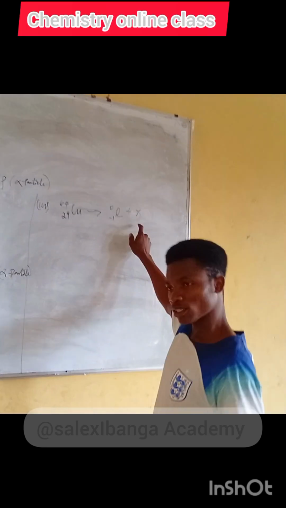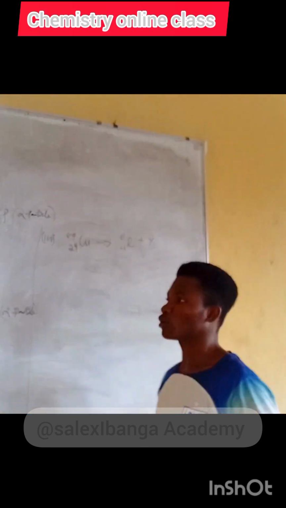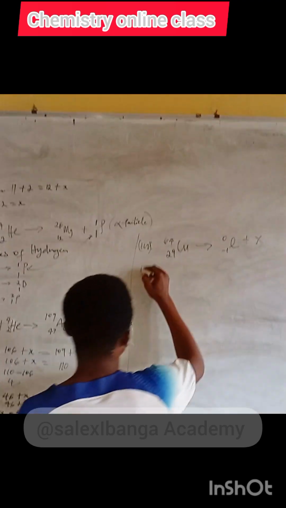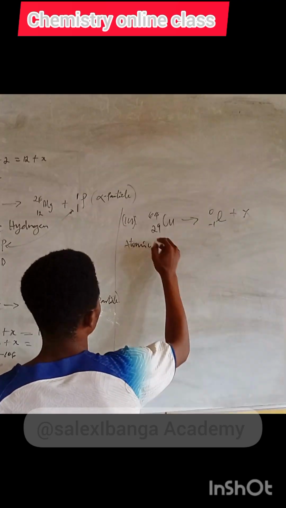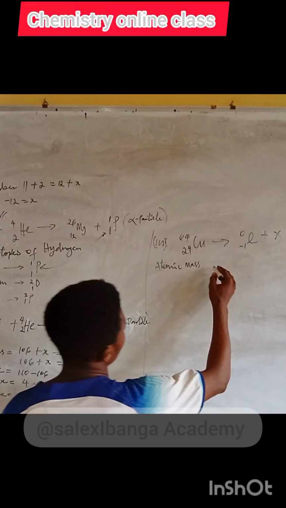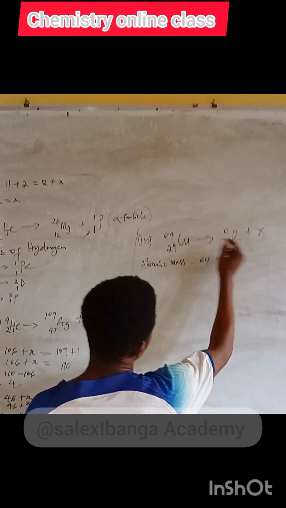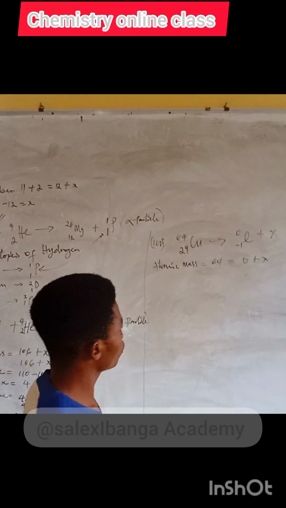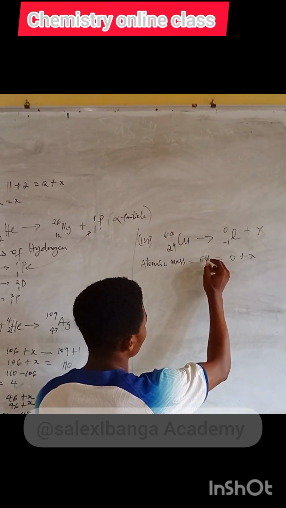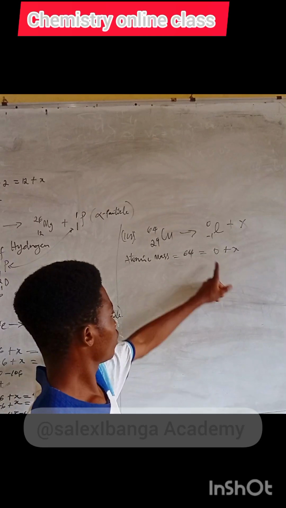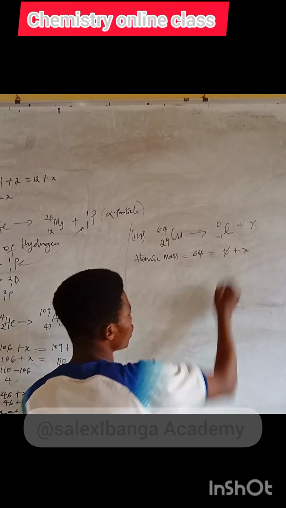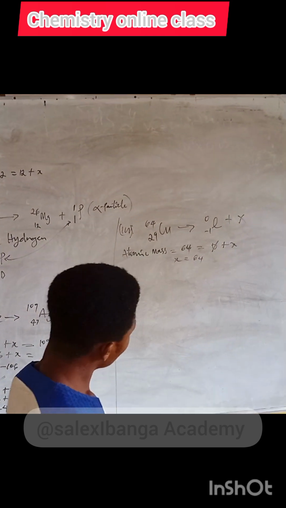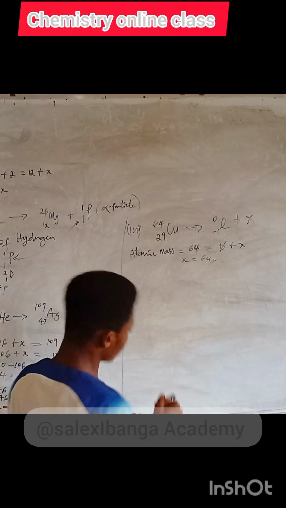To obtain this X, I told you earlier, follow the simple calculation and you get your X. Let's look at the atomic mass level. Atomic mass having 64 equals 0 plus X. 0 plus X is X, so here we cancel out. So now my X equals 64. At the atomic mass, X equals 64.